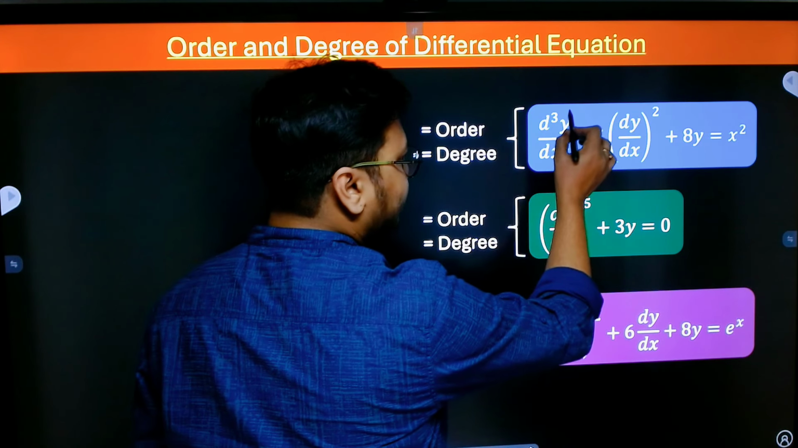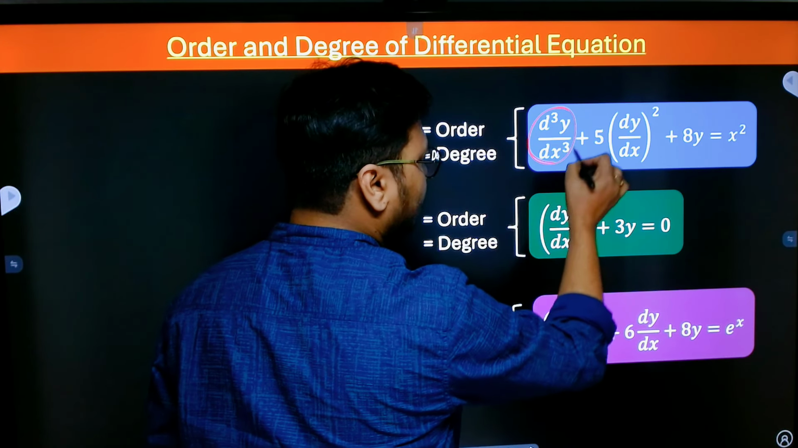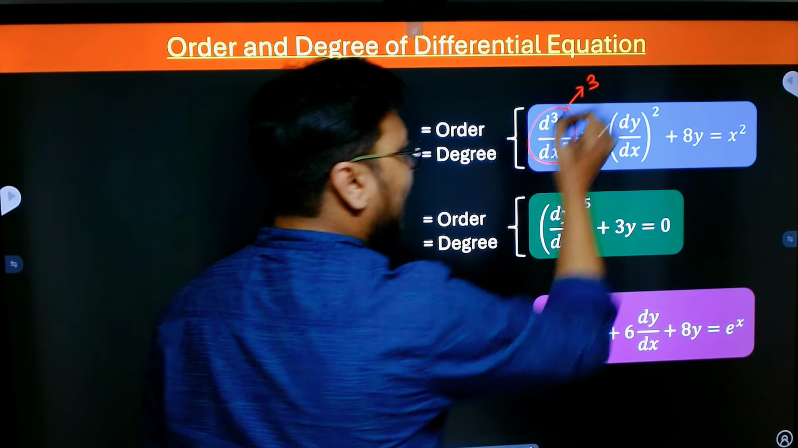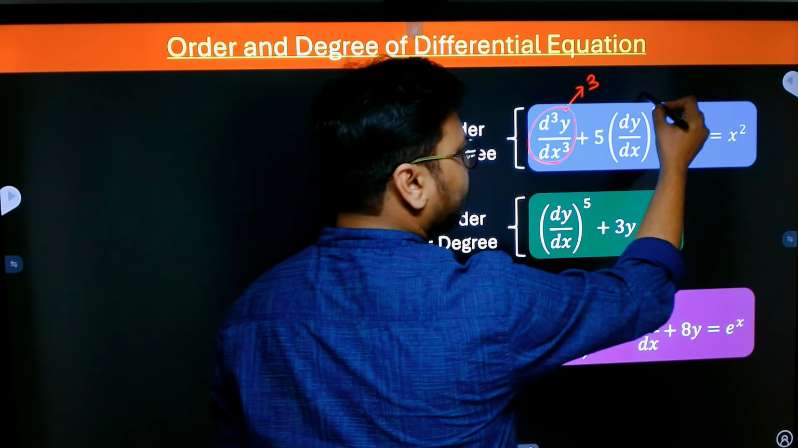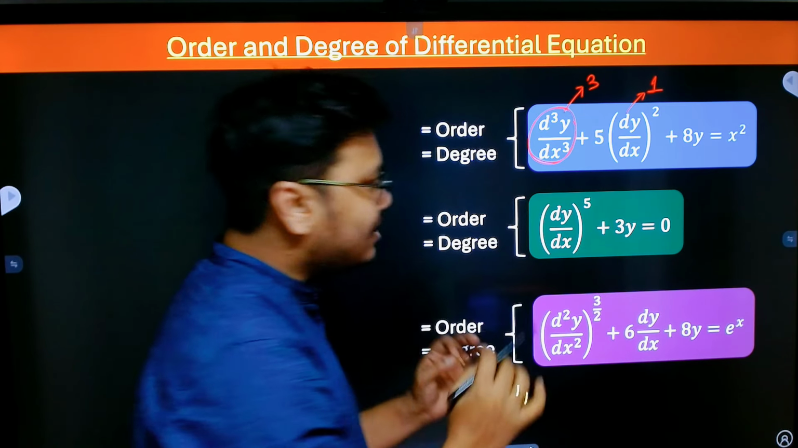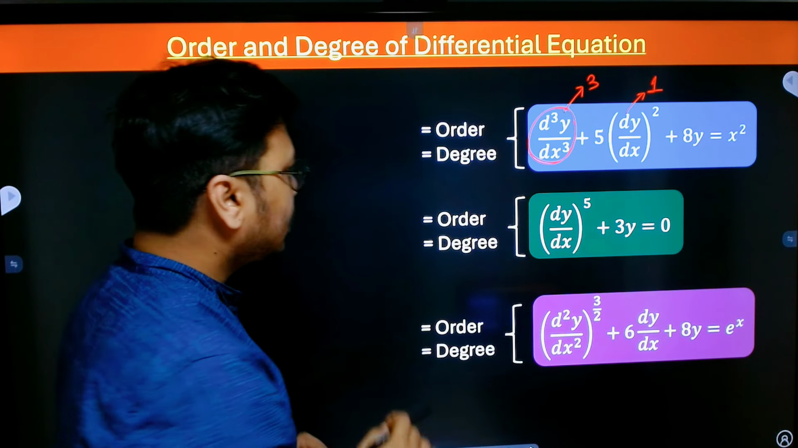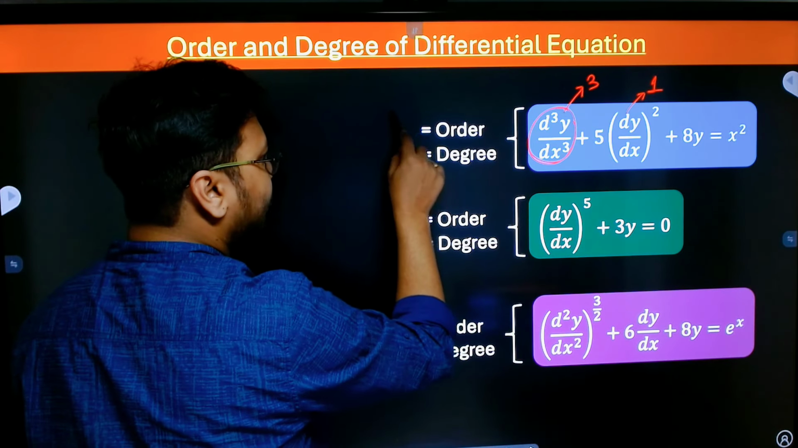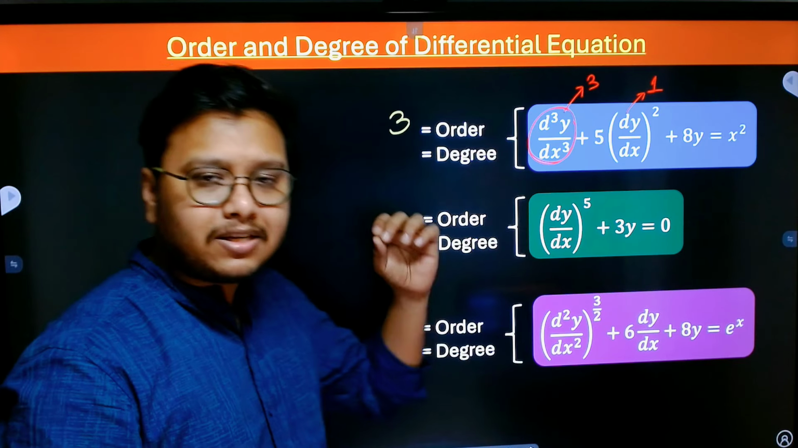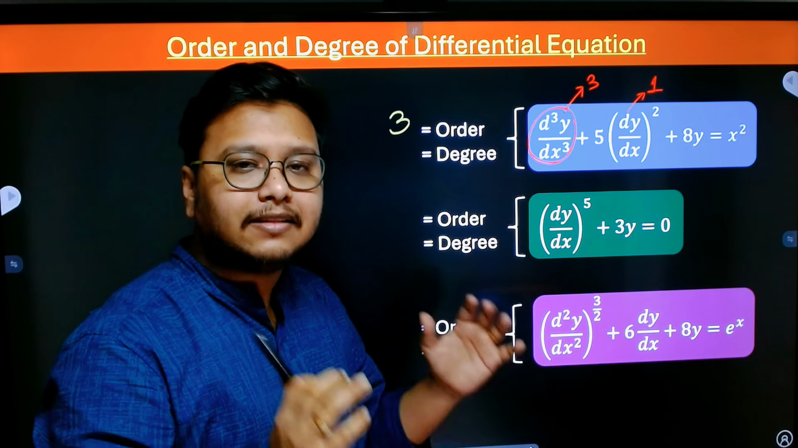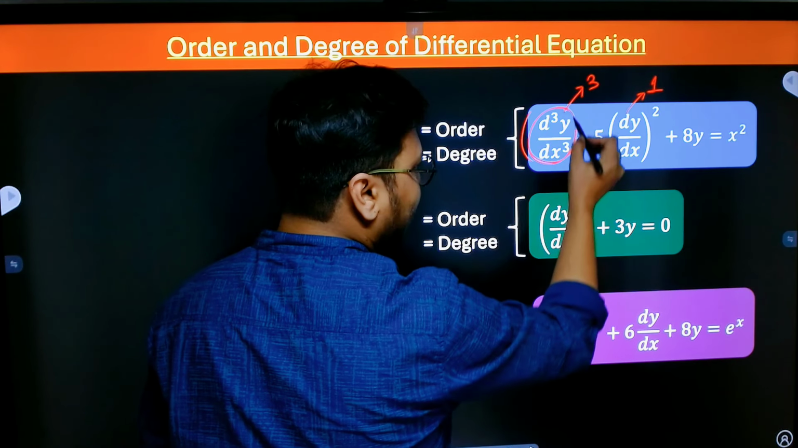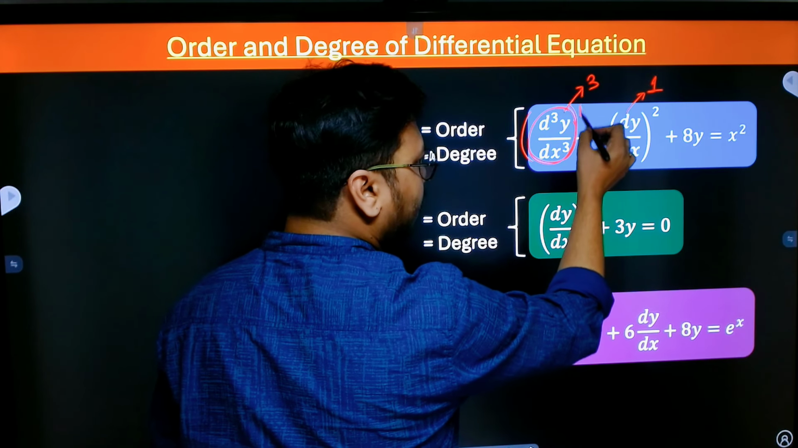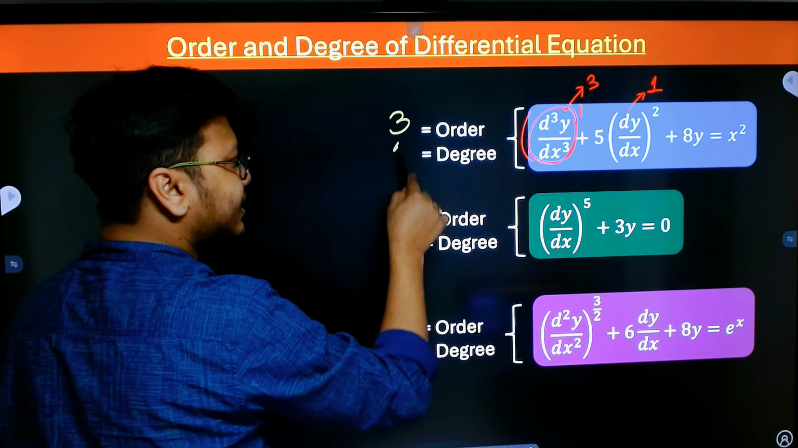If we look at this particular term, we can see that the order here is 3. And that's the highest order that we have because this term is of order 1. So the highest derivative is third order. That means the order we have is 3. And what is degree? Degree is the power of the highest order. You can see the term which has the highest order has a power of 1. So that means degree is 1.